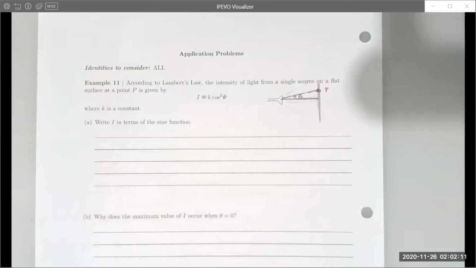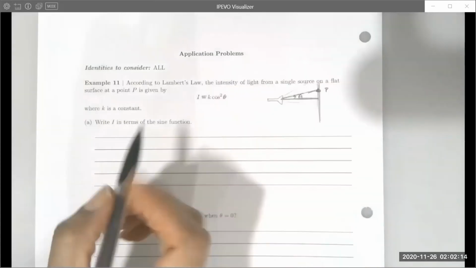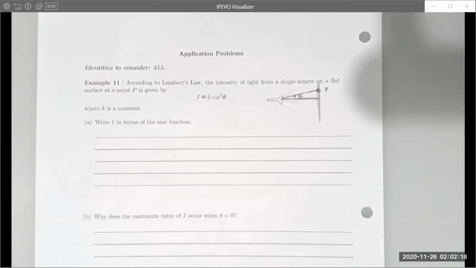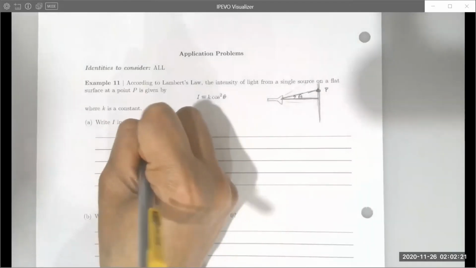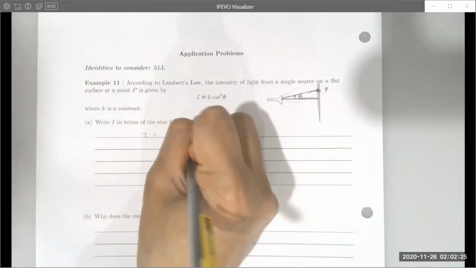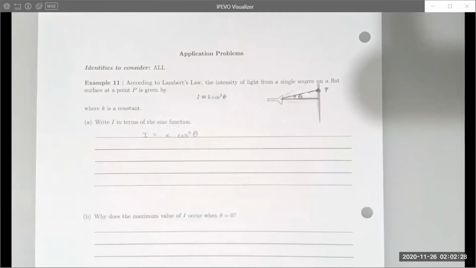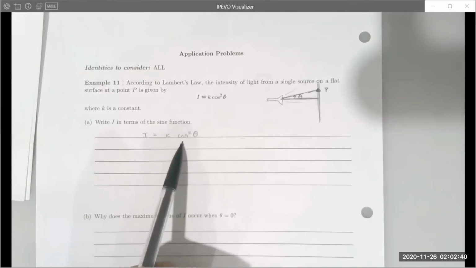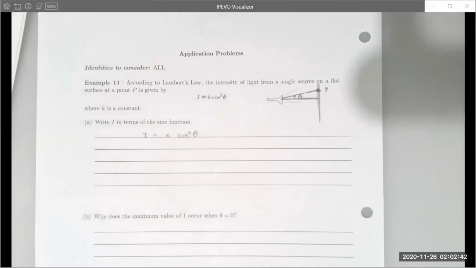All right, so we'll keep that in the back of our minds. Let's look at part A. Write I in terms of the sine function. So we need to apply our formulas and identities to get the cosine squared theta to look like something that involves sine. Okay. So again, any ideas or any suggestions as to what we might be able to use or replace cosine squared theta by so that it involves sine instead of cosine?